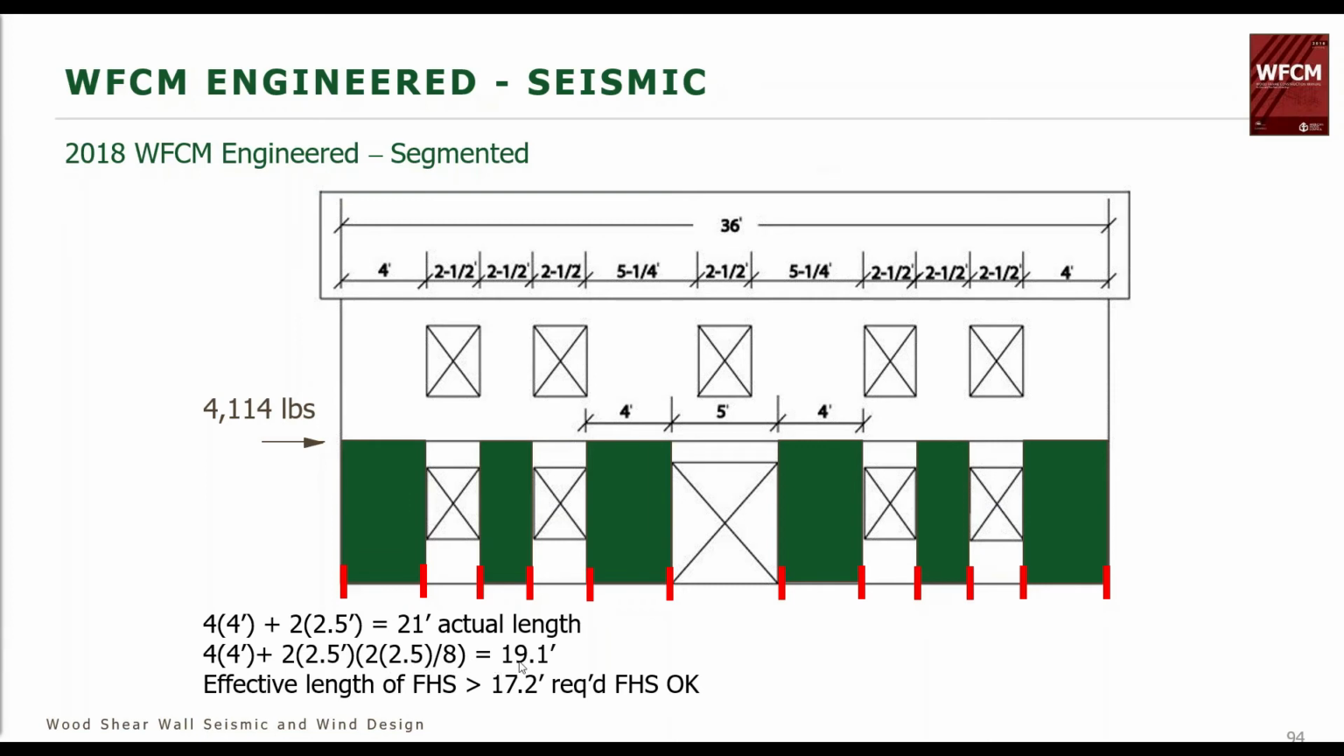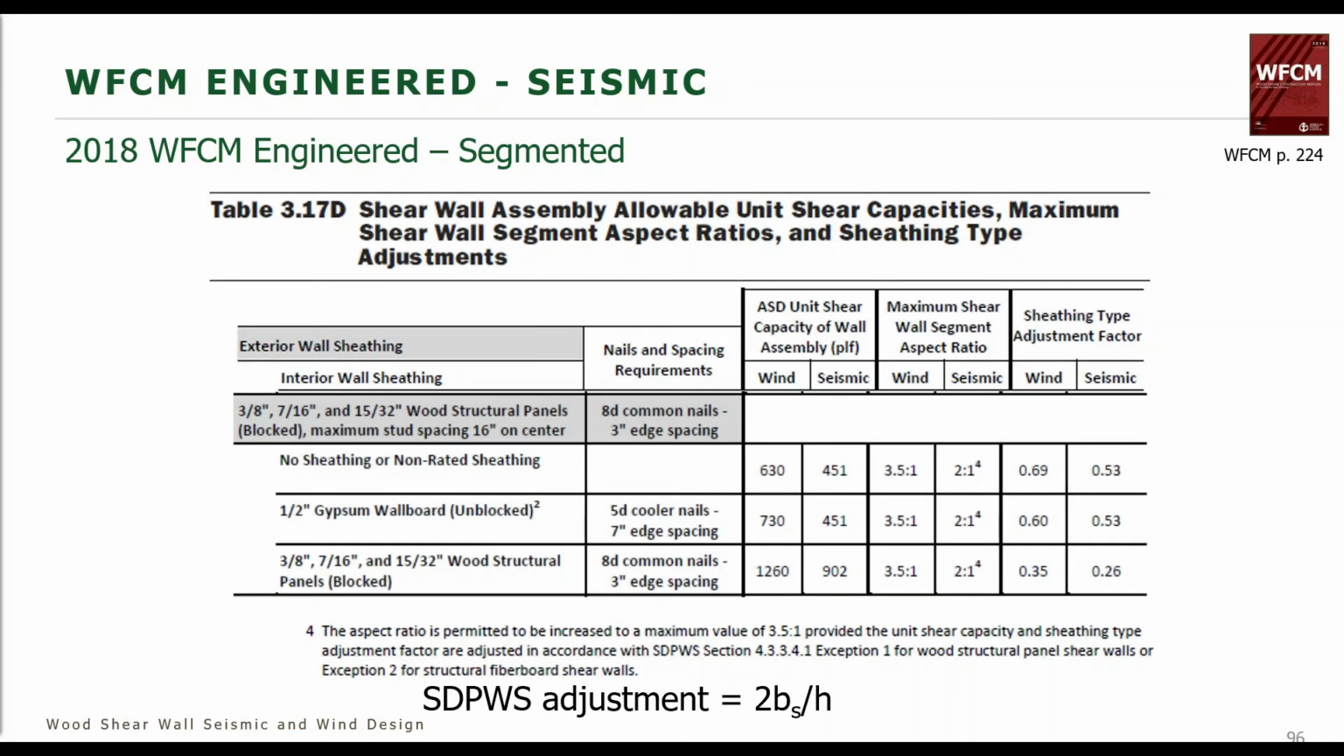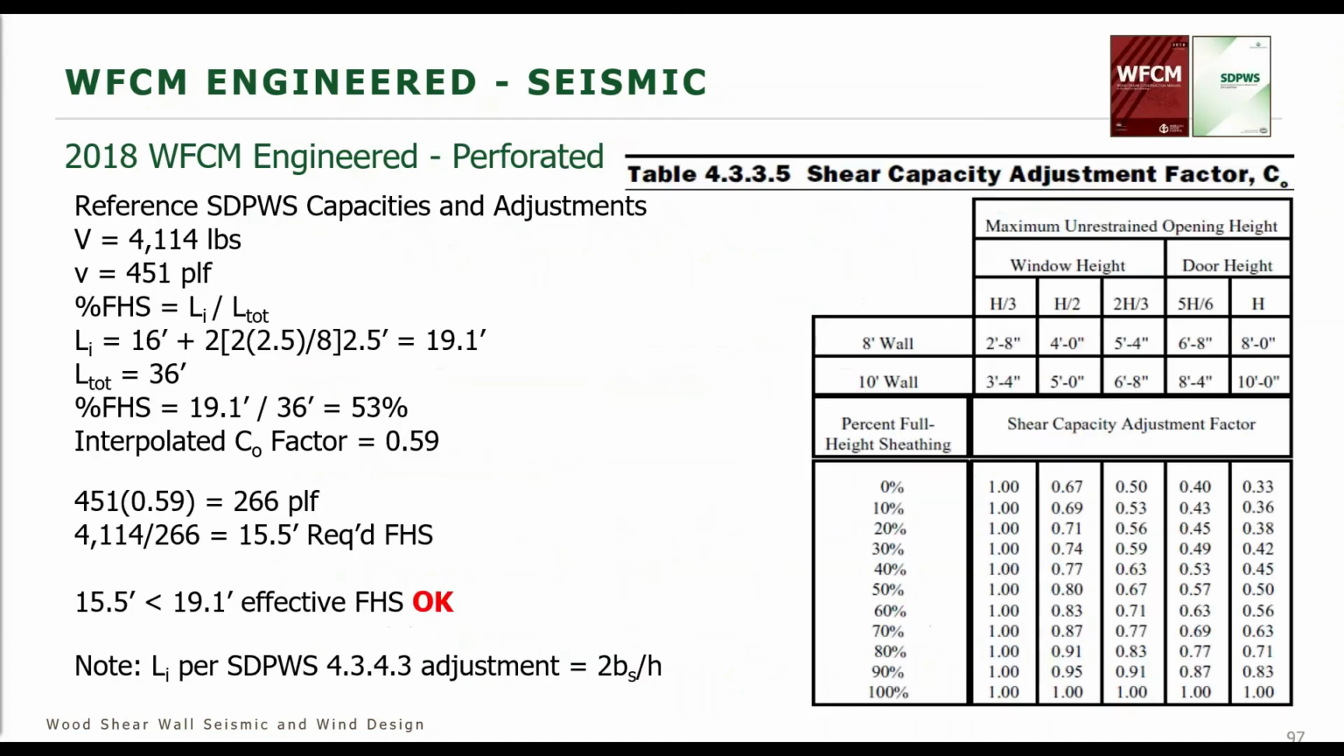And we have actual length or effective length of 19.1, which is greater than the required of 17.2. So we're good to go. And baseline nailing of 6 and 12 with 8 penny common. Then I won't go through the perforated shear wall approach because it's the same process, just different numbers, nothing different from seismic, just the process is the same. And going from there, so I'm going to go forward.